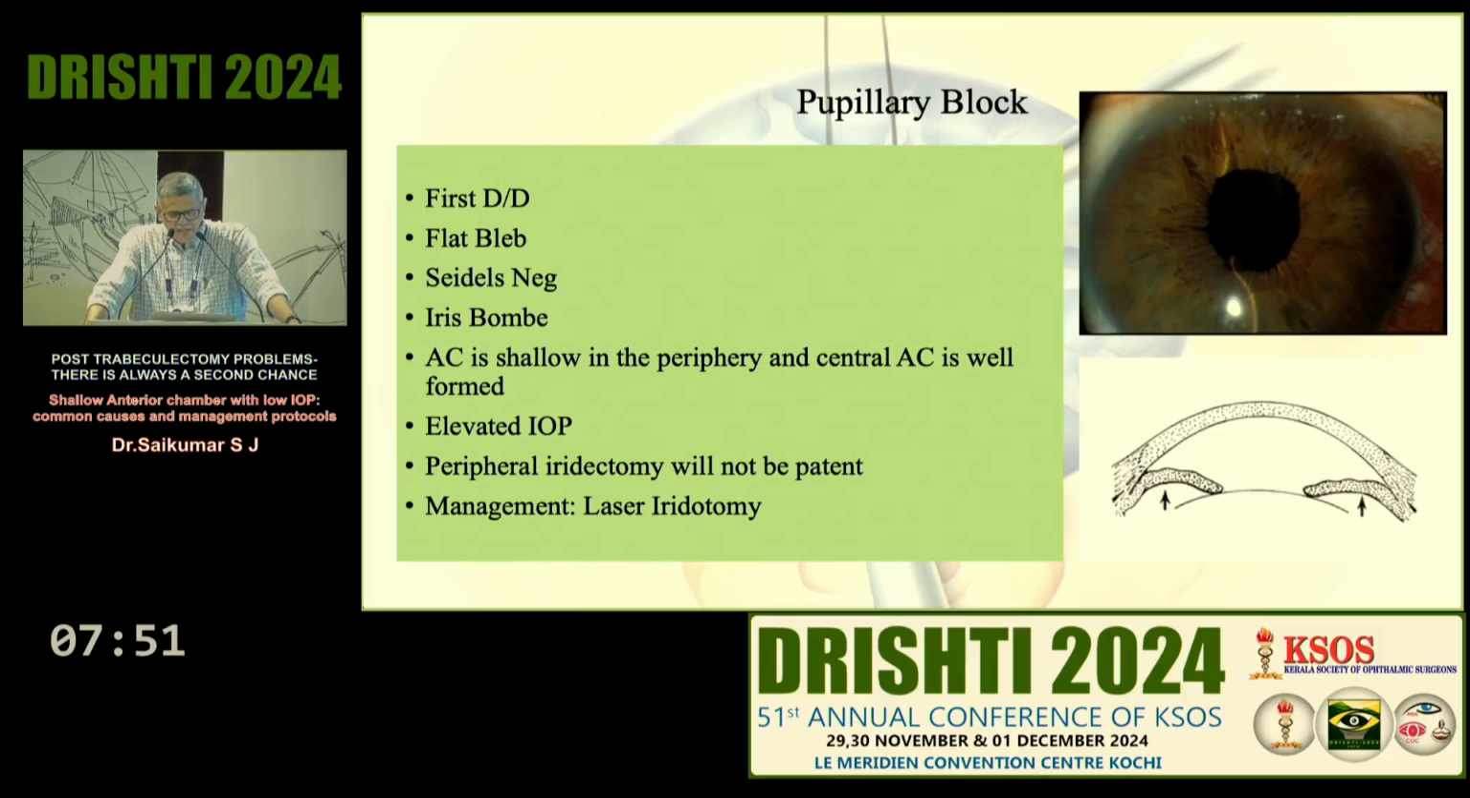So it is Seidel negative, you can see the iris bombe. The AC is shallow peripherally, but centrally it is reasonably well formed. The intraocular pressure is elevated. Sometimes it can be borderline elevated or maybe slightly on the normal side, but with a flat chamber. You see a PI which is not patent.